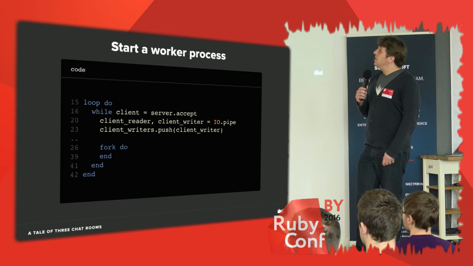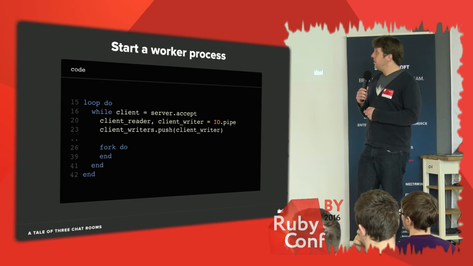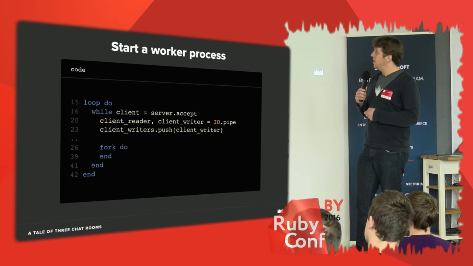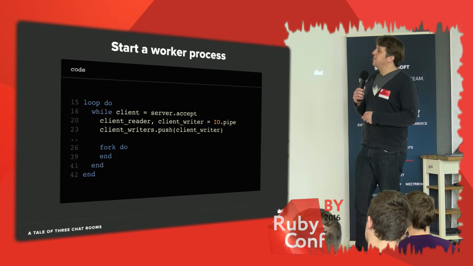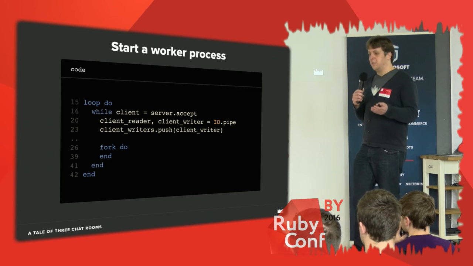And then this is where the magic happens. So we start a loop, and we try to accept the connection on the server. So this blocks. This just waits for a new connection to come in. Then it sets up these pipes, so we can communicate between these processes. And then it forks. And a fork is how these child processes were actually created.